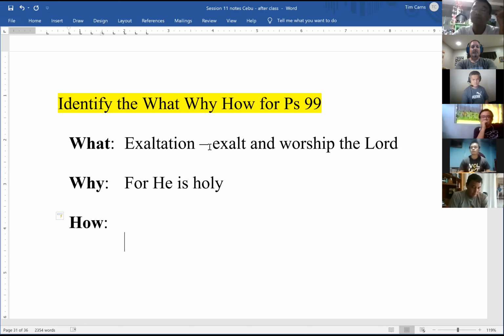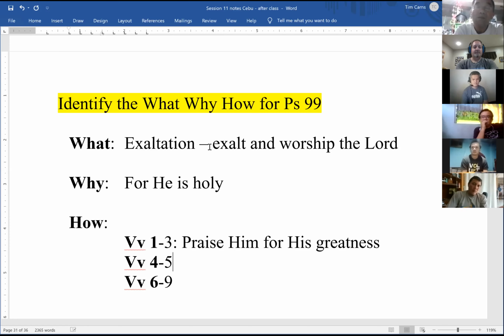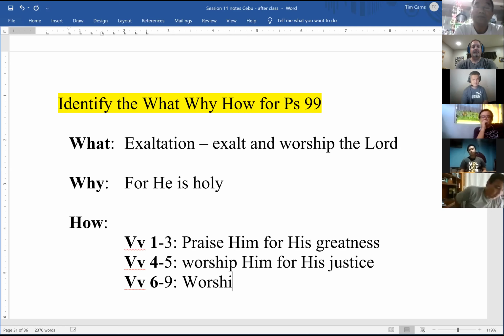3 stanzas. We had verses 1 to 3, verses 4 to 5, and verses 6 to 9. Right? And I think the idea was praise him for his greatness. Something like that. Verses 4 and 5 was worship, or we could say exalt and worship. I'll just put worship him for his justice. And then verses 6 to 9, worship him for his mercy.